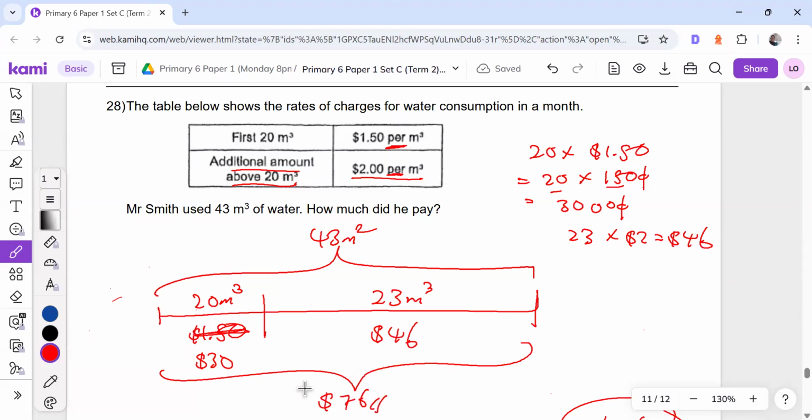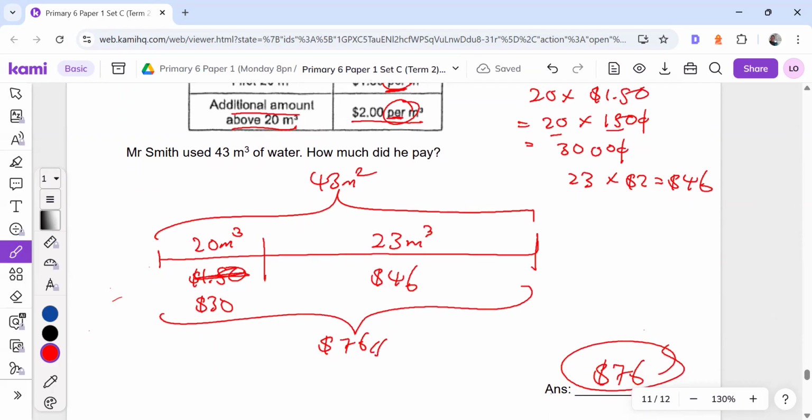It's a very simple problem. Very simple problem, not hard. All right? Just be careful of the word per. Per means only 1 meter cube. Got it? Okay, let's go on to the next one.